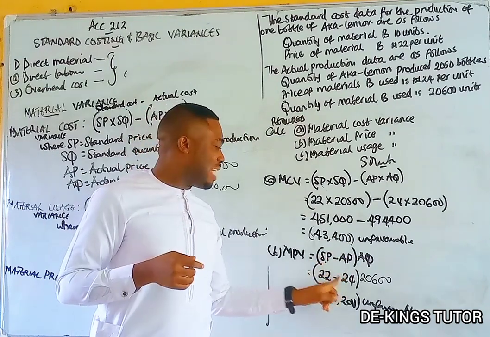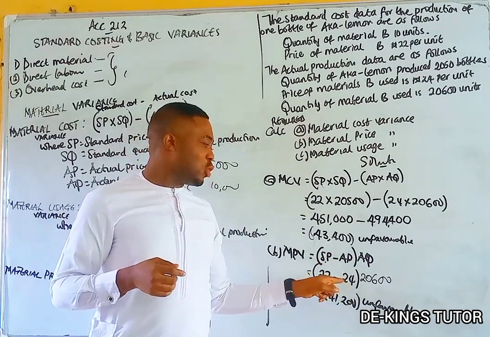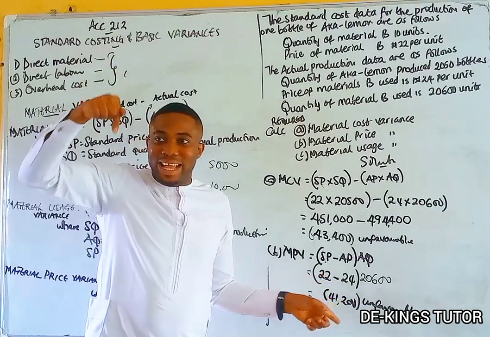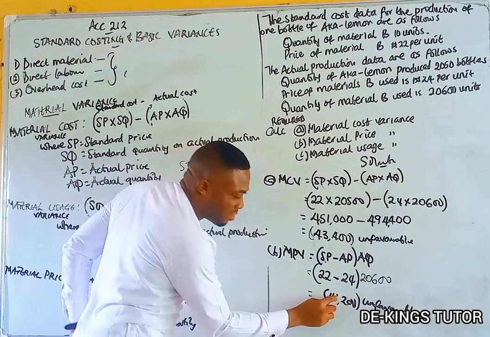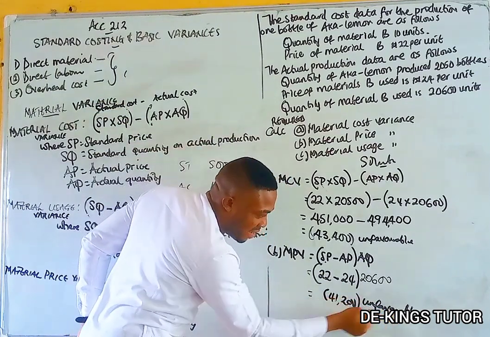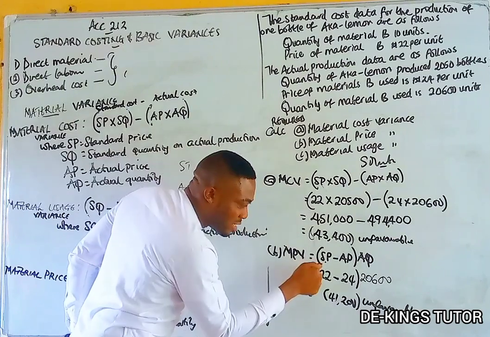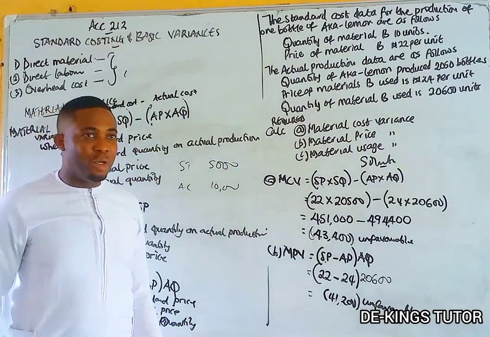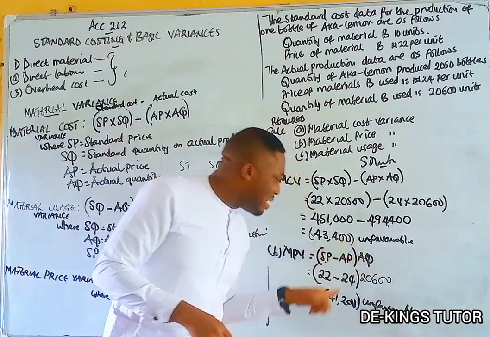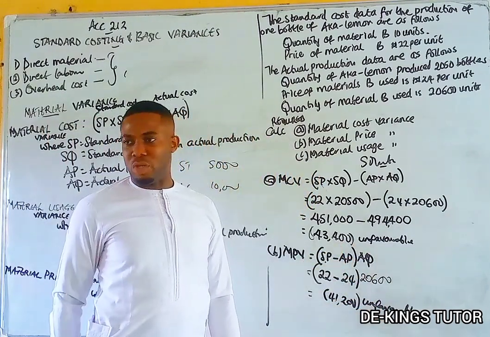So if you now give it like that, it will now be 24 minus 22, so it will give you positive. But the essence, why you are interpreting this, even if it gives you positive here with this sign, it is still unfavorable because the actual is more than the standard. Do you understand me? So it is here that interprets your answer. Do you understand me? Yes.